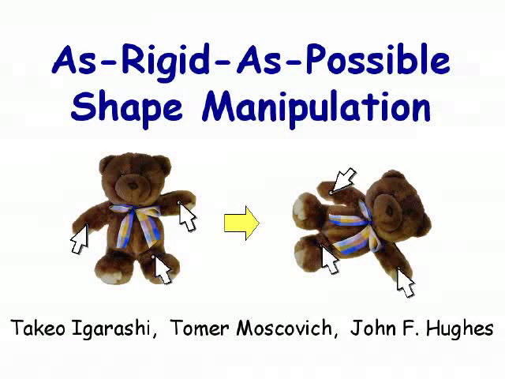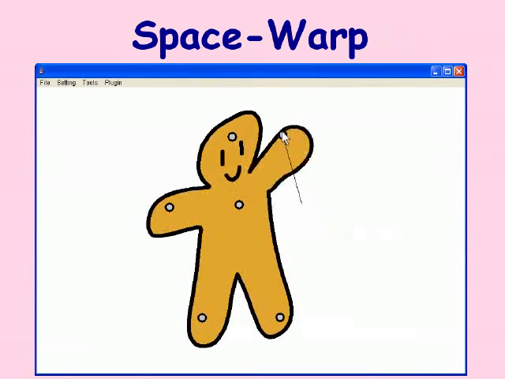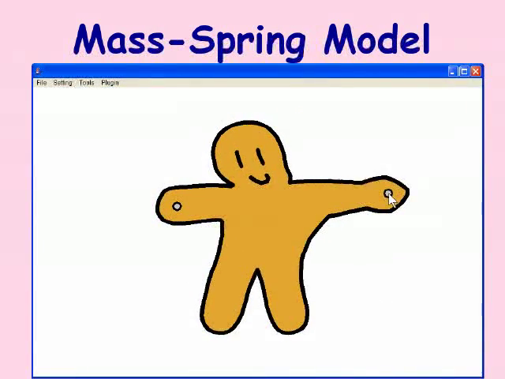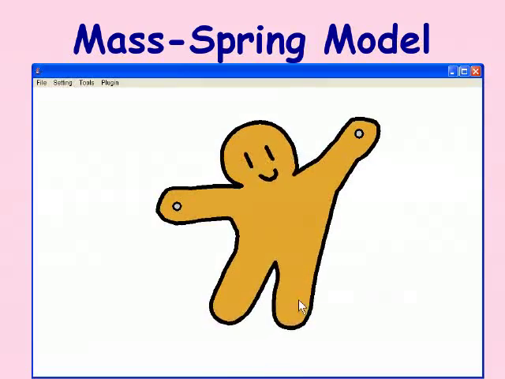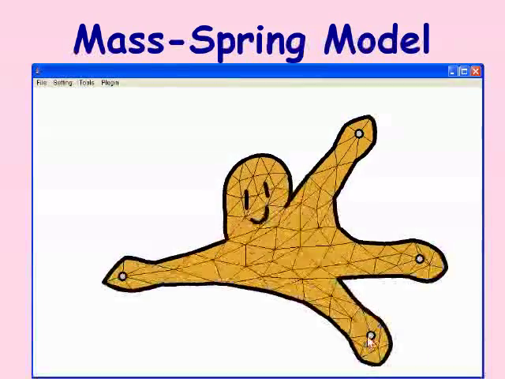We present a system for interactive manipulation of two-dimensional shapes. A typical approach to shape deformation is to deform the space in which a shape is embedded. With this approach, it is often difficult to preserve the original shape. Mass spring models attempt to maintain the original shape, but they are too slow to produce a responsive motion and may become unstable.